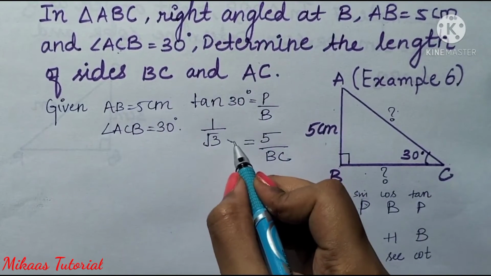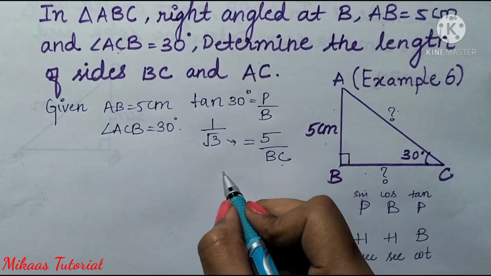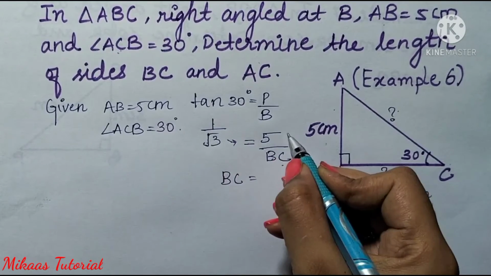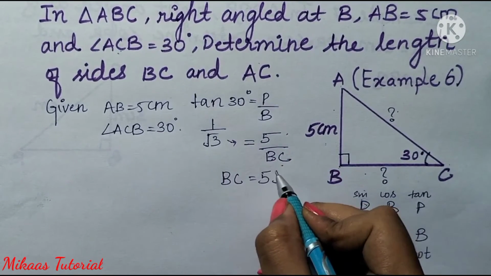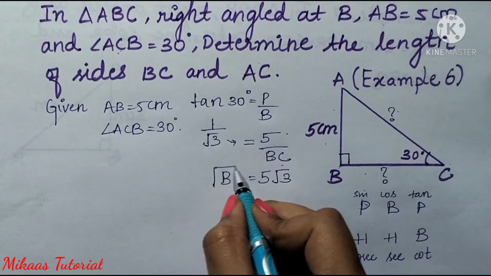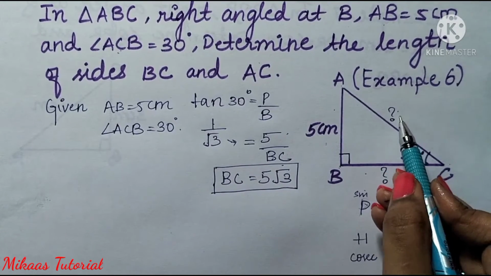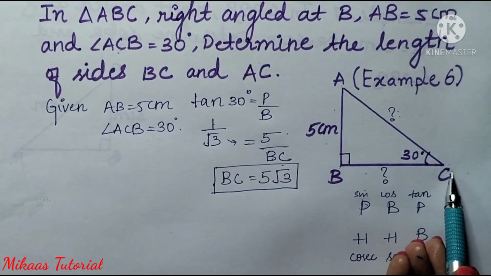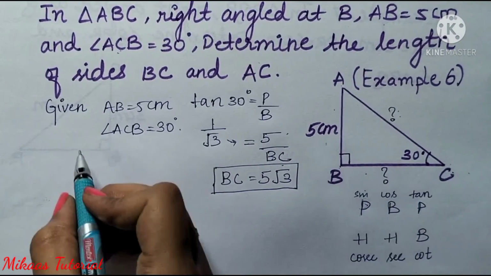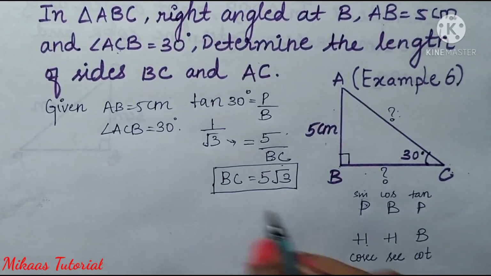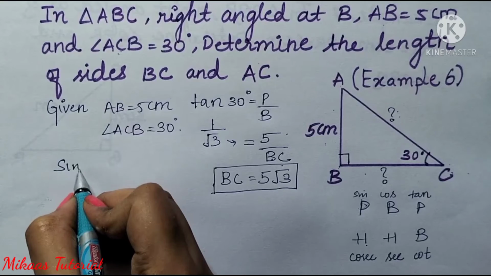So 1 by root 3 is equal to 5 by BC. What is the value of BC? BC will go to this side and root 3 will go with 5, that is 5 root 3. We have calculated the BC value. Now you need this side, that is AC. You can calculate it using sine, which is perpendicular by hypotenuse.